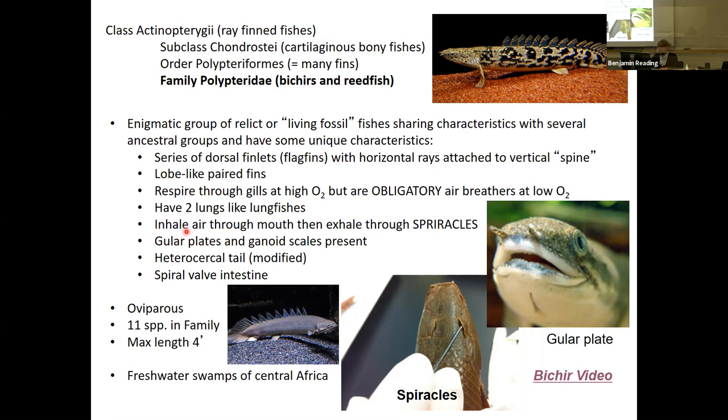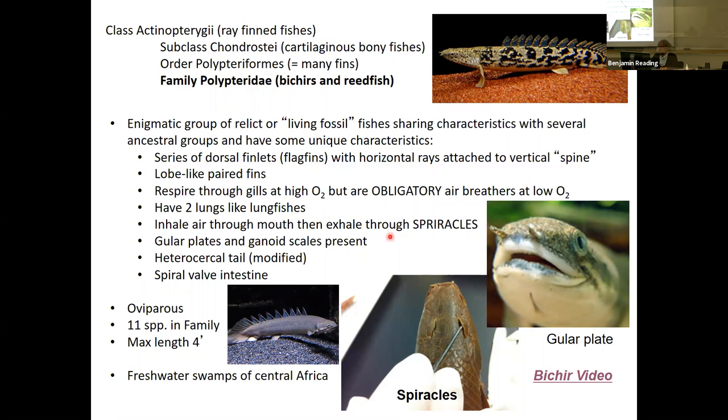And they inhale air through their mouth, right here, and then they have these spiracles on the side of the head. Now, we haven't heard about spiracles since we talked about chondrichthyes, like sharks and rays. And so this is one of those bony fishes that in fact has spiracles. Most of the other bony fishes do not. So that's actually a key characteristic here for the Bichir, family Polypteridae.